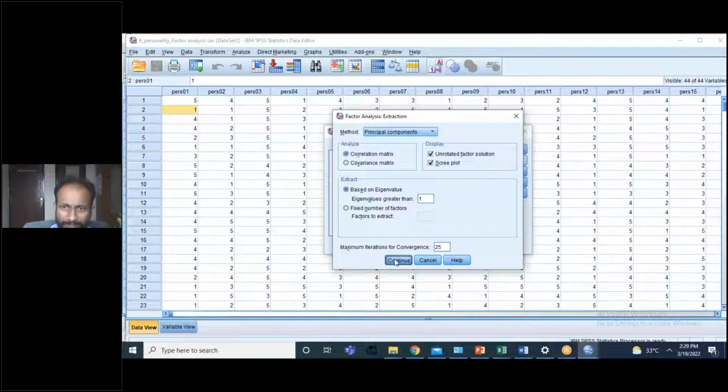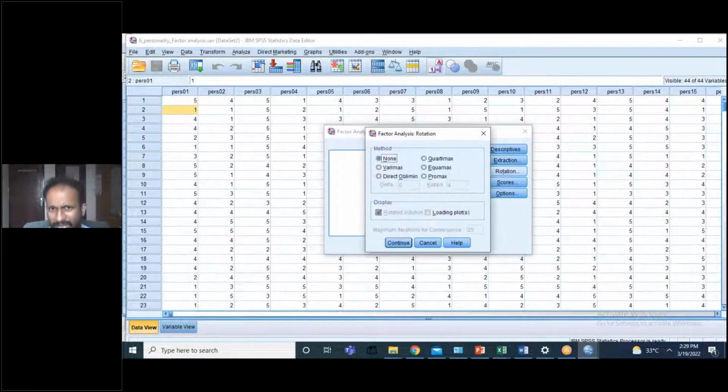Click on continue and go for rotation. In rotation, there are several types of rotations. Generally, you can see people going for varimax rotation or direct oblimin. It doesn't make much difference.